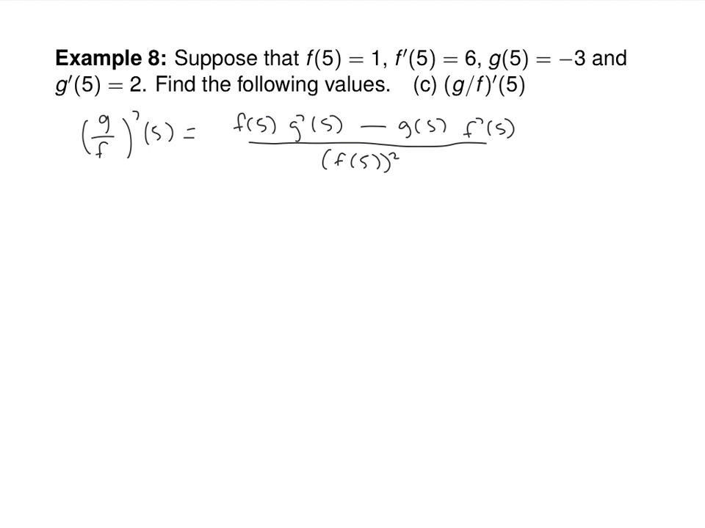What's f of 5? 1. G prime of 5 is 2, minus g of 5, which is negative 18 (times f prime of 5), all over f of 5, which is 1 squared. So I think we'll just have 2 minus negative 18, so 20.